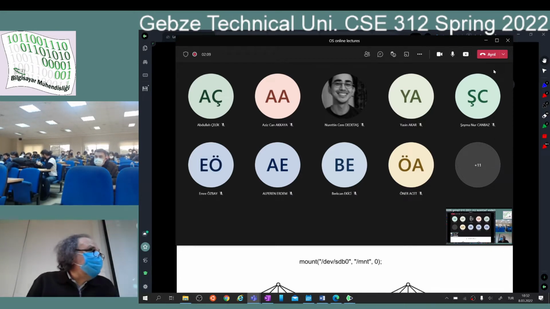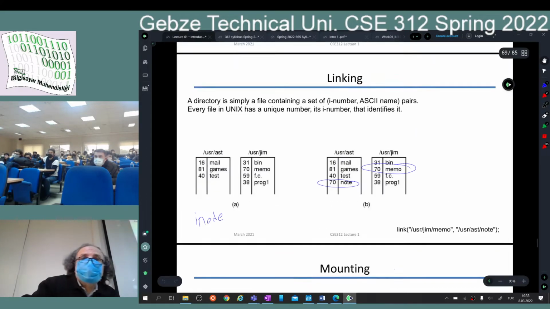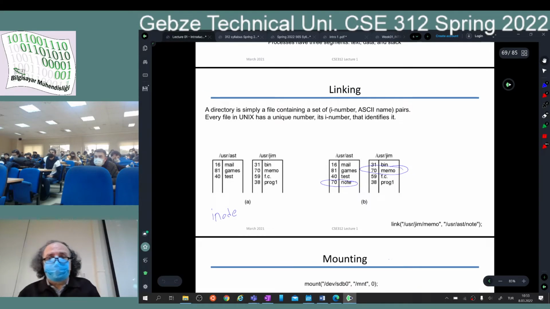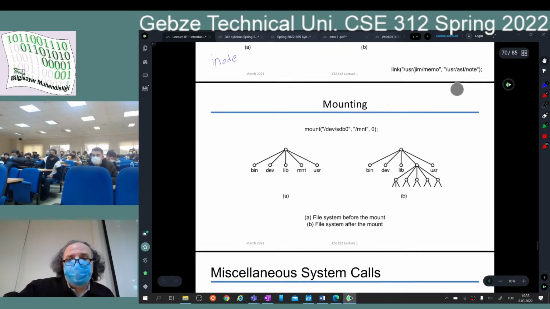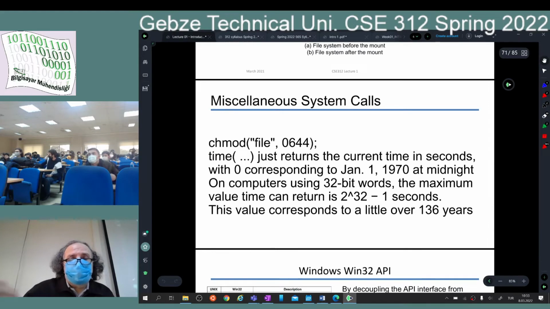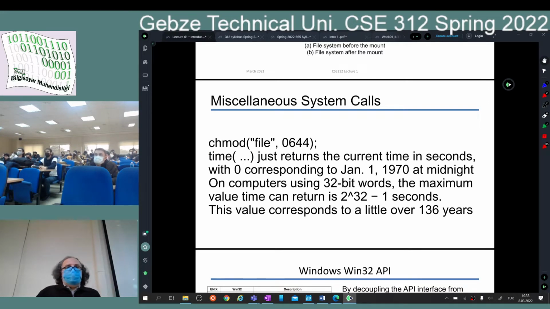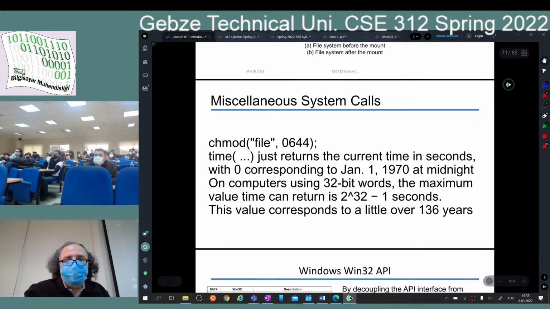Okay, so this is where we left off last time. We talked about linking and mounting and other types of system calls, like changing the access modes of a file. In Unix we have such a system call. Does anybody know what this 0644 means?